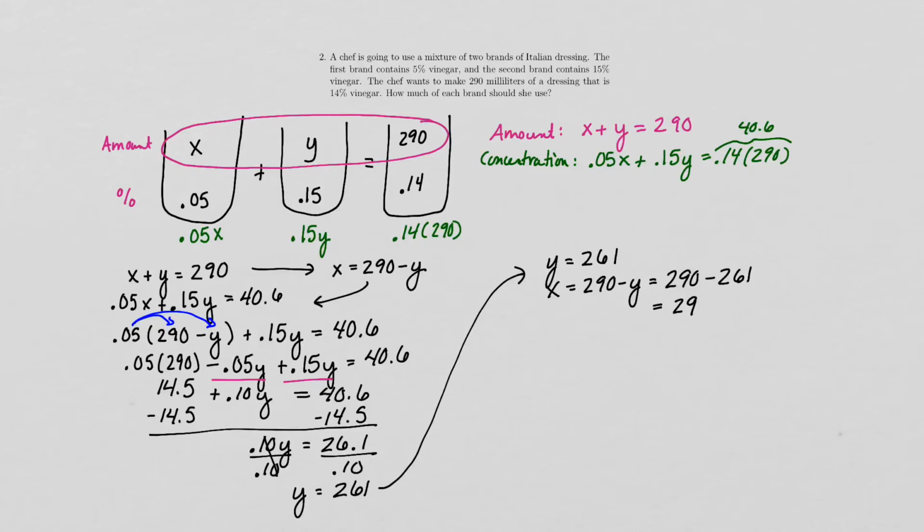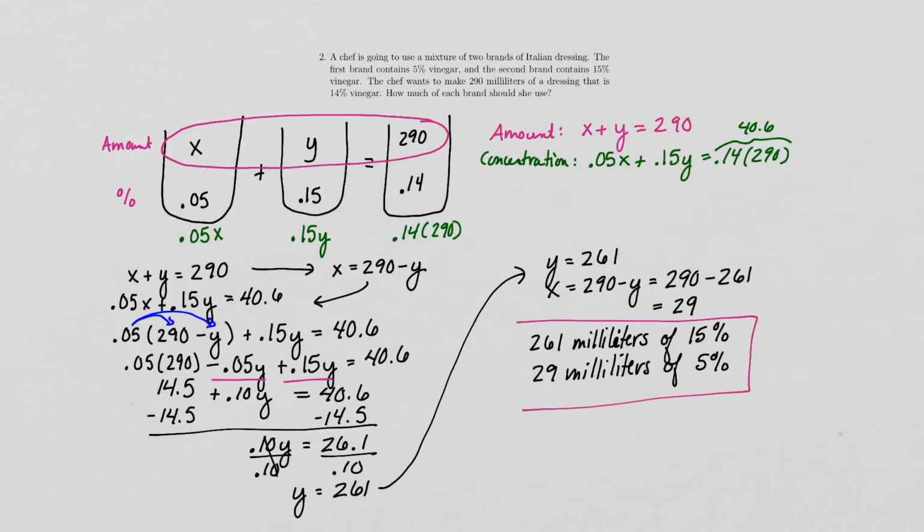Okay, and then again, you want to write your answer by saying what we found. So we're going to use 261 milliliters of, so the y went with the 15%, and 29 milliliters of the 5%. And that's the part that is the final answer. That's what we're looking for. And Alex will generally ask you, how much of this percentage should you use and how much of this percentage should you use.